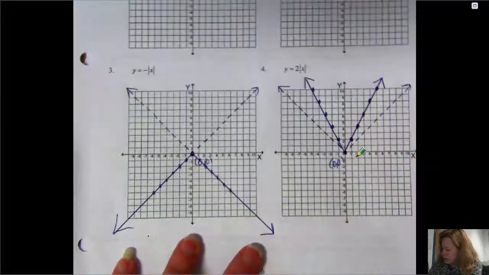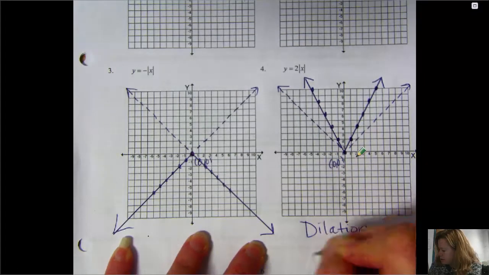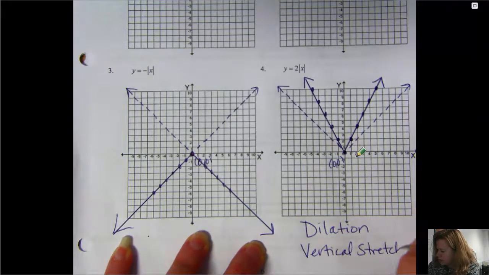So that transformation is a dilation, and it is a vertical stretch. My parent point stretched twice the distance away from the x-axis.